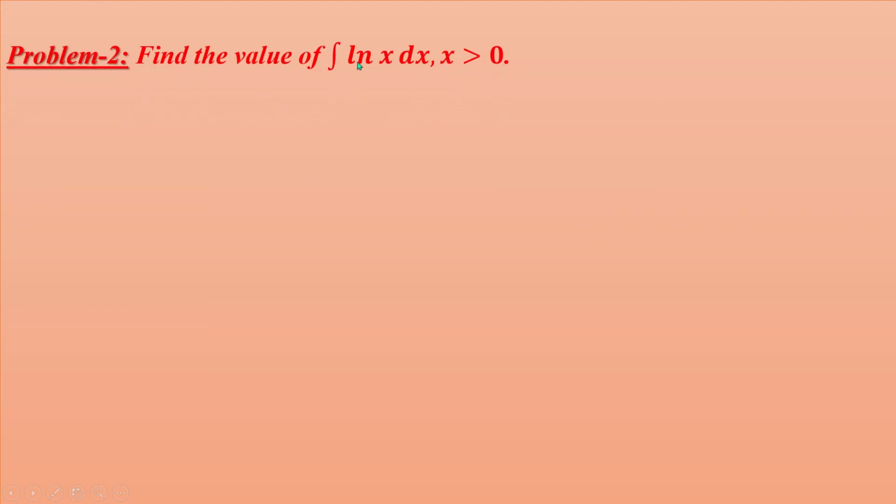Find the value of integration of ln x dx where x greater than 0. Here only ln x, that means u is present but v is absent. v means 1. For this type of math we have to take 1 equal to v. Okay, that means ln x is a u, and 1 is a v.